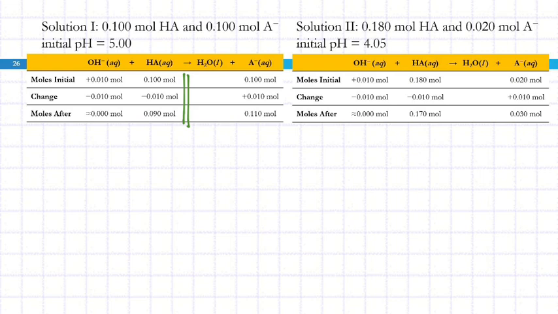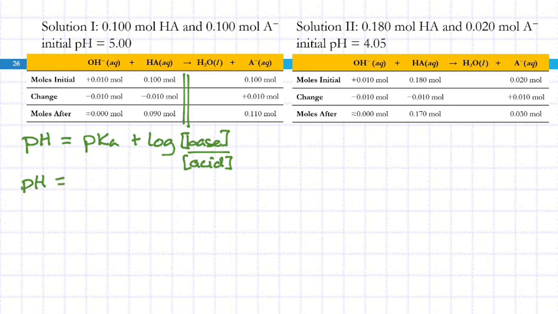Now, we can calculate the pH using the Henderson-Hasselbalch equation. So pH equals pKa plus log of base concentration over acid concentration. So we want to know what the pH is. On the previous slide, they told us that the pKa is 5.00.